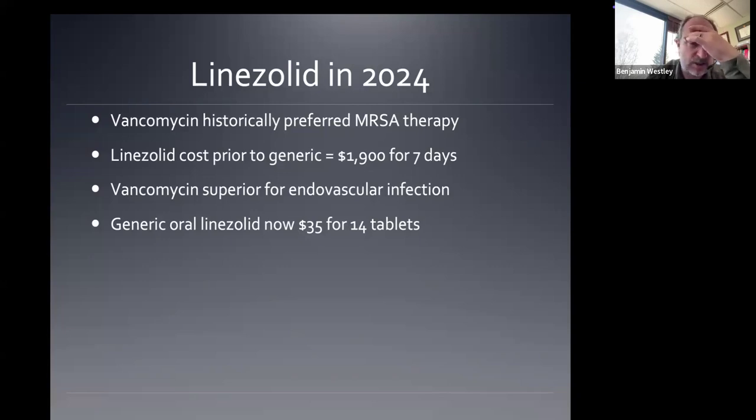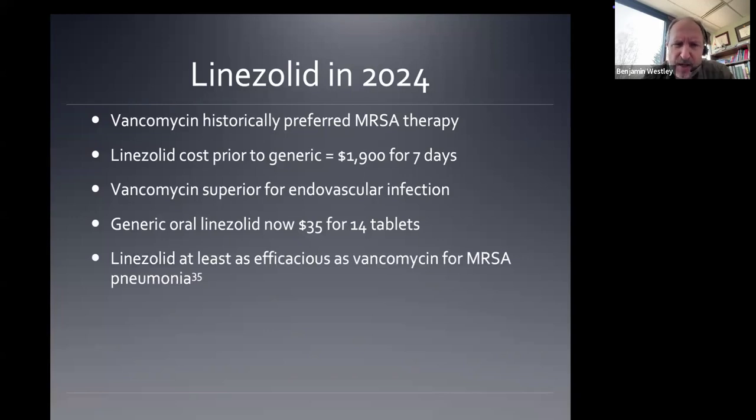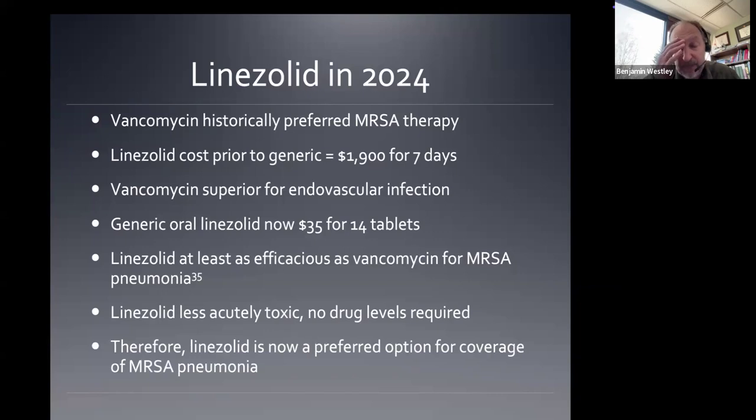Now, oral linezolid is just a couple bucks a tablet, $35 for 14 tablets with a good RX coupon, for example, at Target. Our institutions pay a couple bucks a tablet. And the data is very clear that linezolid is at least as efficacious as vancomycin for MRSA pneumonia, both community-acquired pneumonias or hospital pneumonias, and possibly more efficacious than vancomycin. It's also less toxic. You do not have acute kidney injury problems, and you don't have to monitor drug levels. So many places are moving towards linezolid being a first option for coverage of MRSA pneumonia.